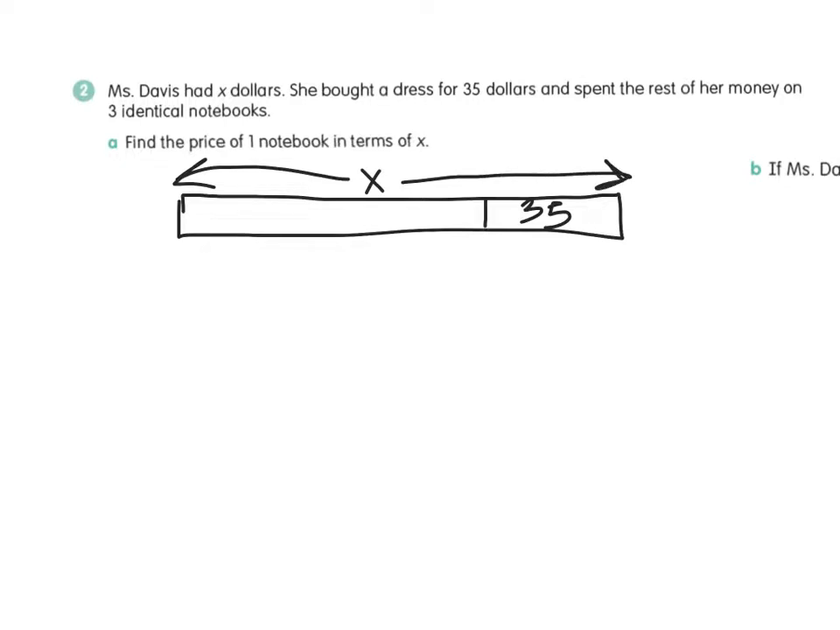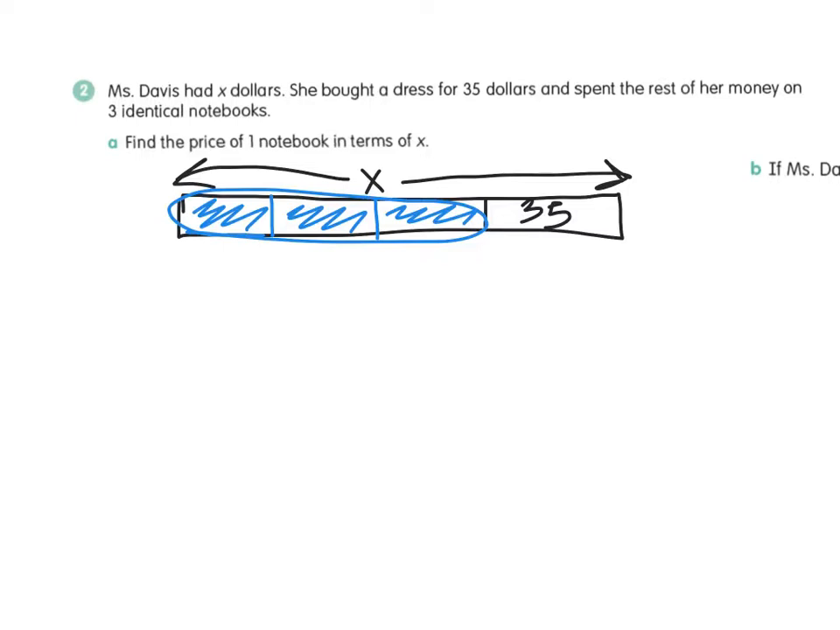After she bought the dress for $35, then she spent the rest of her money. The rest of her money is this part right here. She spent the rest of her money on 3 identical notebooks. So I'm going to divide this section into 3 and say this is one notebook right here, and then this is one notebook, and then this is one notebook. And they want us to find the price of one notebook in terms of X.